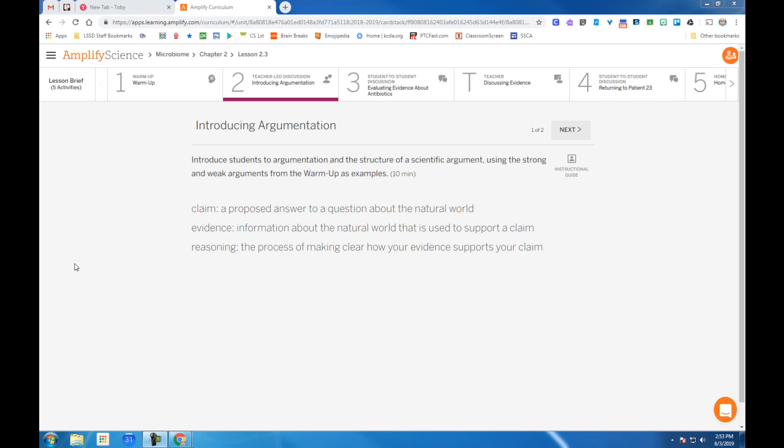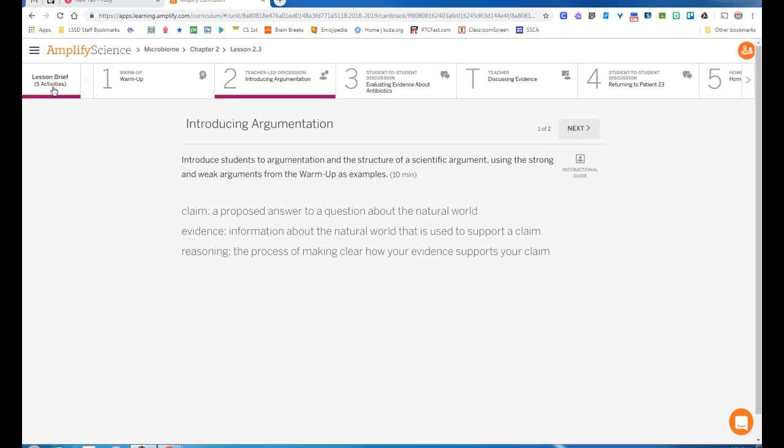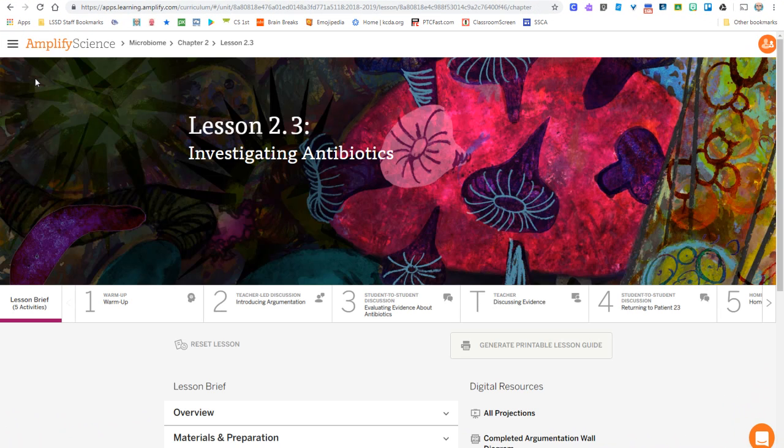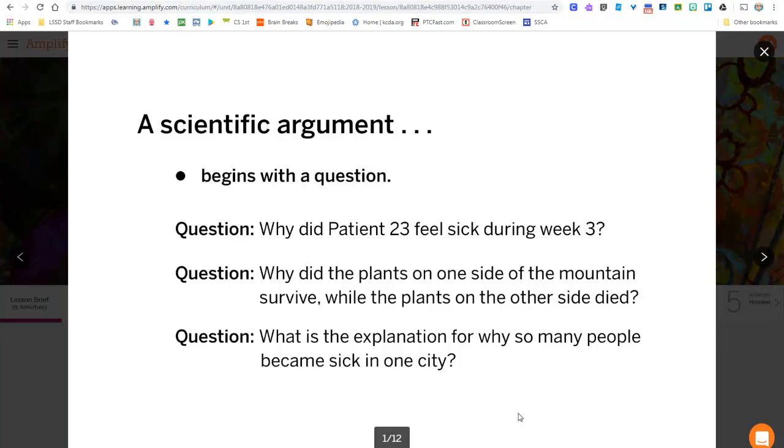As student researchers, you're engaging in many of the same practices as scientists. One of the things you learn is how to make a strong scientific argument, both in writing and in discussion. So we're going to take a look at projections. Again, you can always go to the lesson brief and pull out the projections anytime you want. But here is scientific argument.